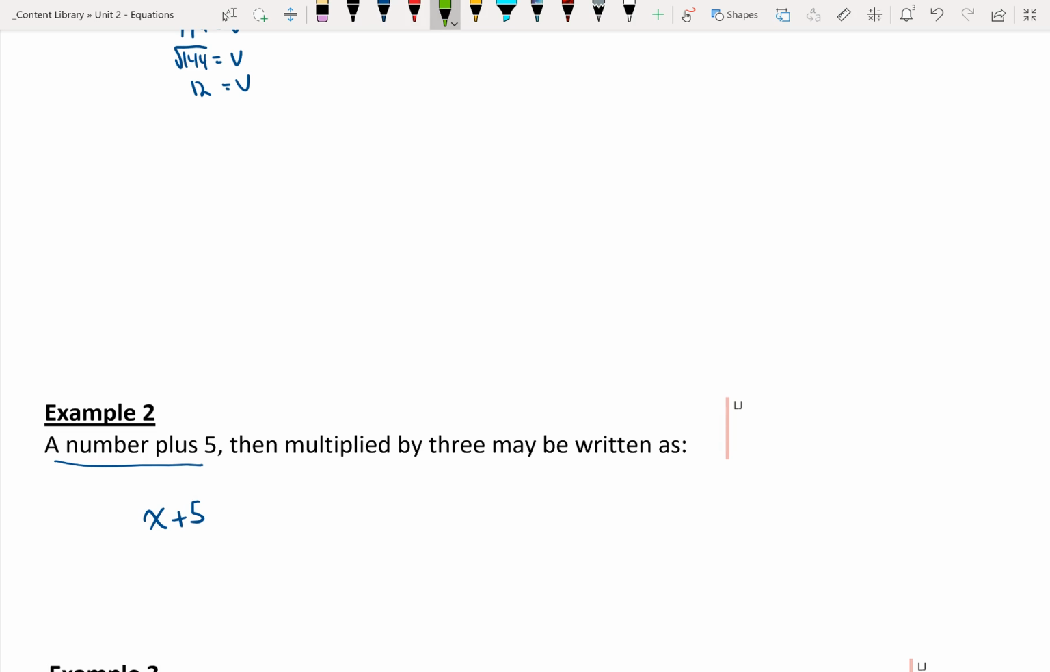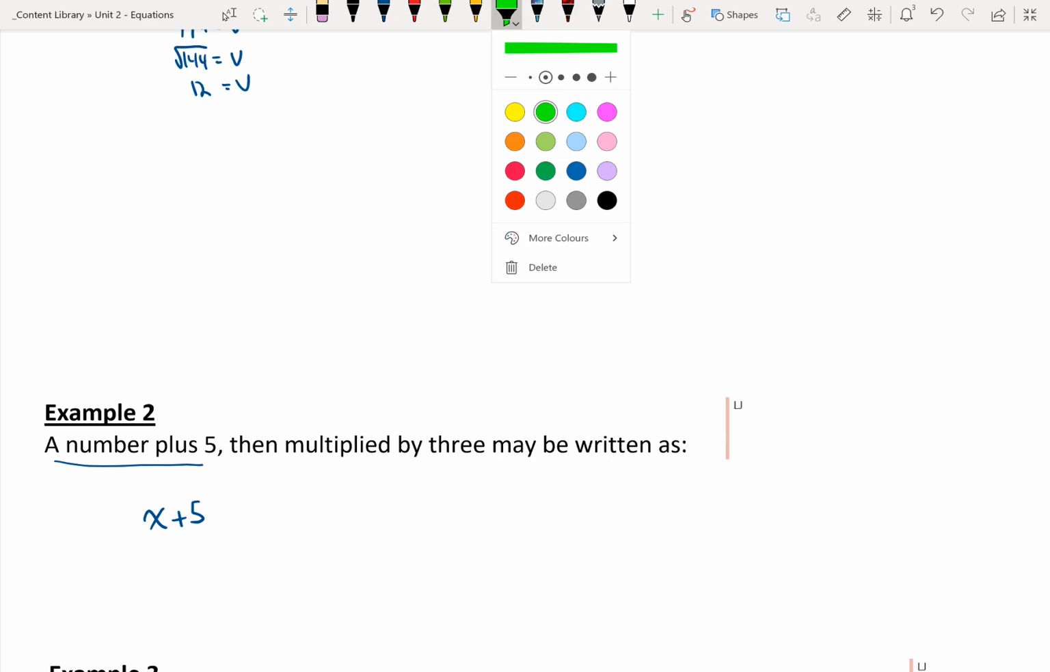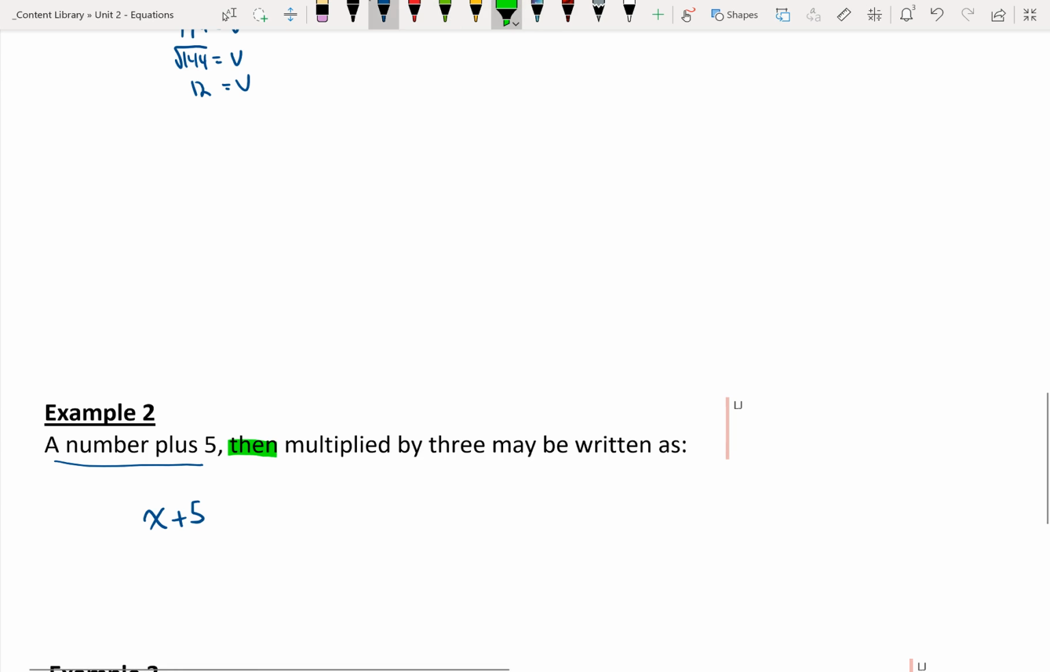Something key that I need to take into account is this then part. So what this means is I want to add first, and after I've added it, I have to multiply, or it wants me to multiply by 3. So this is what would, in words, a number plus 5 multiplied by 3 will be represented by x plus 5 in brackets times 3. The brackets come from the then part because we want to ensure that we're adding first and then multiplying.